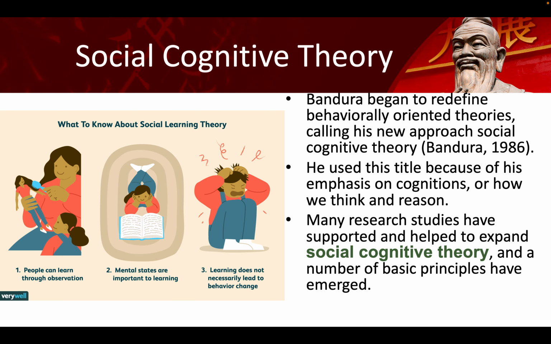Bandura began to redefine behaviorally oriented theories, calling his new approach social cognitive theory. He used this title because of his emphasis on cognitions, or how we think and reason. Many research studies have supported and helped to expand social cognitive theory, and a number of other basic principles have emerged.